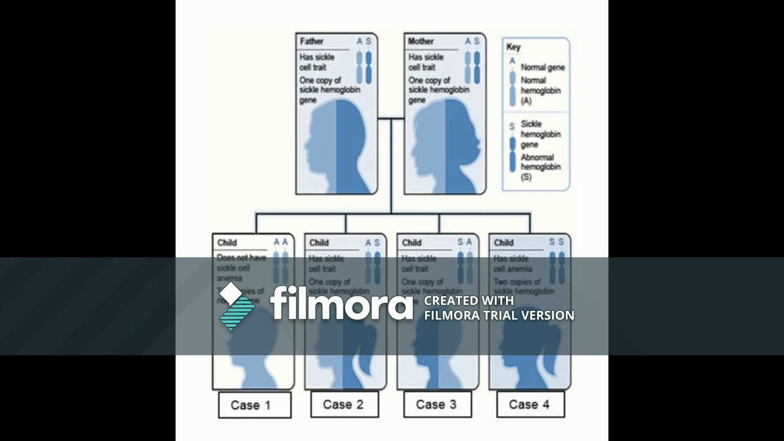Each of their children has, in case 1, a 25% chance of inheriting two normal genes. In this case, the child does not have sickle cell trait or disease. In cases 2 and 3, there is a 50% chance of inheriting one hemoglobin A gene and one hemoglobin S gene. This child has sickle cell trait. There is a 25% chance of inheriting two hemoglobin S genes. This child has sickle cell disease, in case 4.